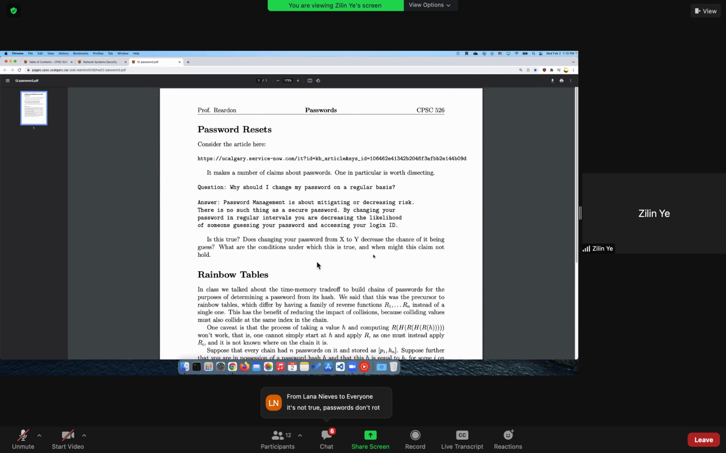It's not true. Password is not wrong. Okay, so what is your further explanation? And when might this hold? What are the assumptions? Y has to be a better password than X. Yeah, that's a reasonable answer, but what do you mean by a better password?